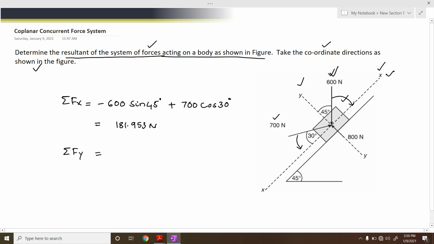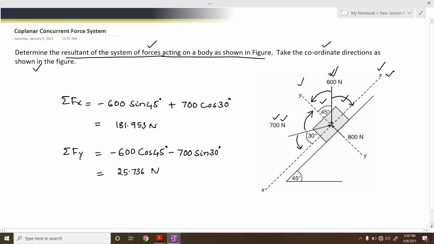Then next, let us calculate summation of Fy. We have to resolve this force now along the y direction. If you resolve along the y direction, it is going to move downwards. Therefore this is minus 600, and we are resolving along the angle, therefore this is cos of 45 degrees. Then next we have the 700 Newton force, which has to be resolved along the y-axis. If you resolve, it is going to move downwards, therefore it is minus 700. We are resolving away from the angle, therefore it is sine of 30 degrees. If you simplify, we will be getting the answer as 25.736 newtons.